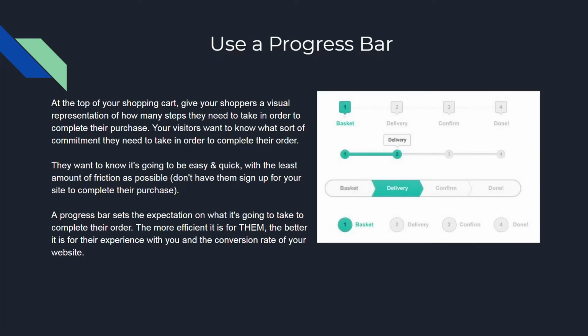So first up is use a progress bar. At the top of your shopping cart, give your visitors a visual representation of how many steps they need to take in order to complete their purchase. Your visitors want to know what sort of commitment they need to take in order to complete their order. And they want to know it's going to be easy and quick with as little friction as possible.